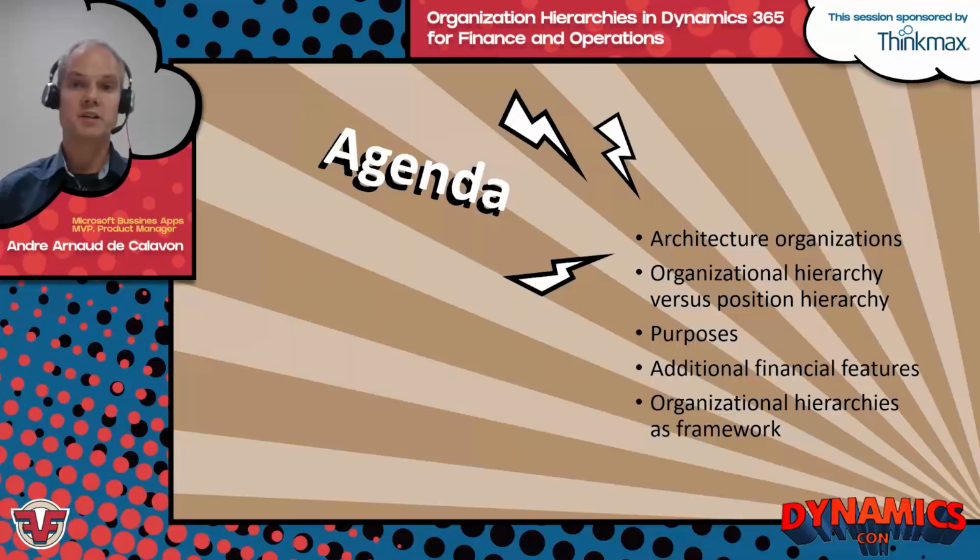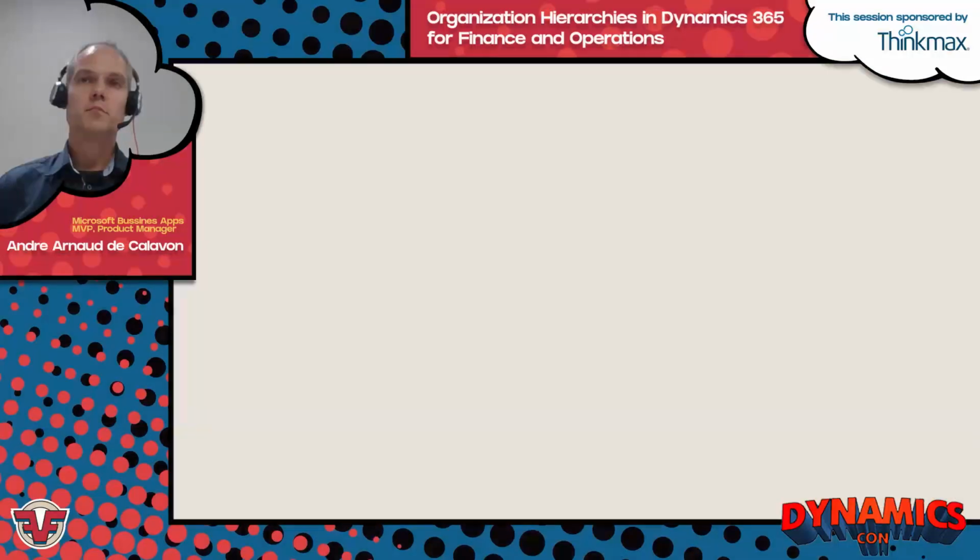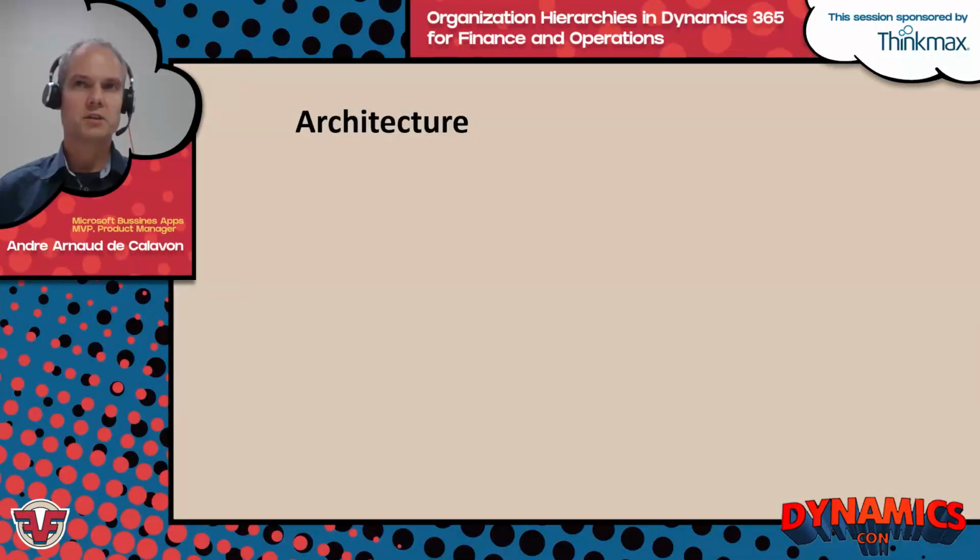And I prepared as an example to use the organization hierarchies together with a record level security option called Extensible Data Security. But let's get started with the architecture.